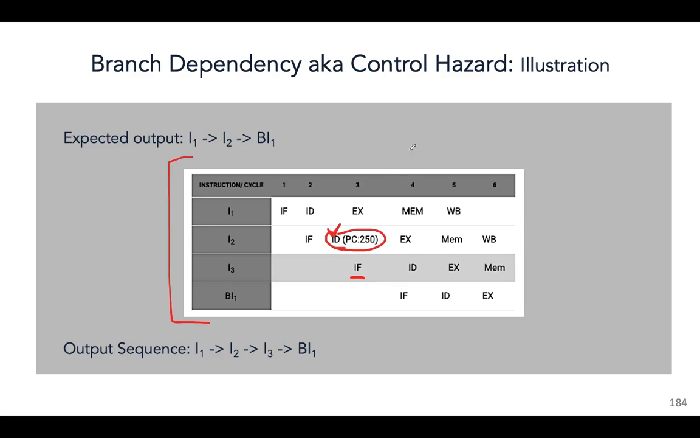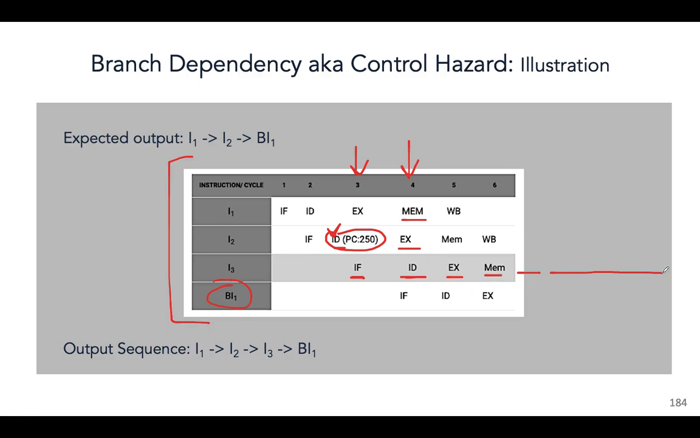See what happens in the fourth cycle. Instruction 1 is doing its memory operation, instruction 2 is being executed. Instruction 2, remember, was supposed to be a jump instruction. So now instruction 2 is executed. Instruction 3 is being decoded now, but it should not have been instruction 3, it should have been BI1. So just because I3 was fetched in clock pulse 3, in clock pulse 4 it will start its decoding, then it will be executed, then it will undergo its memory operation.